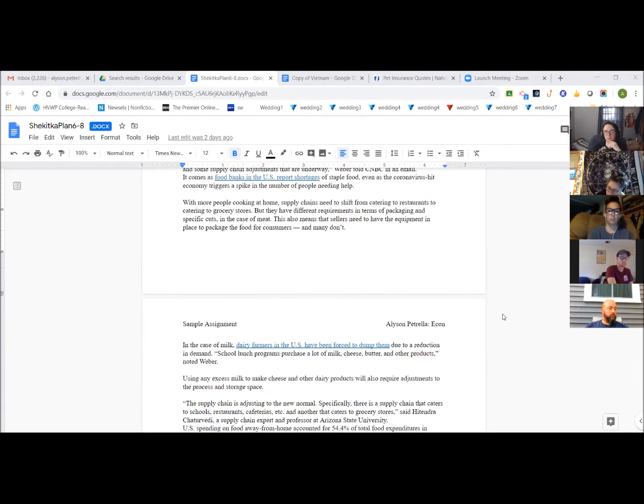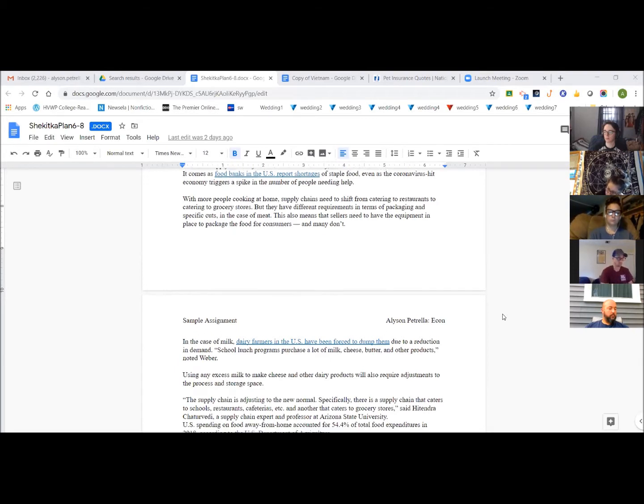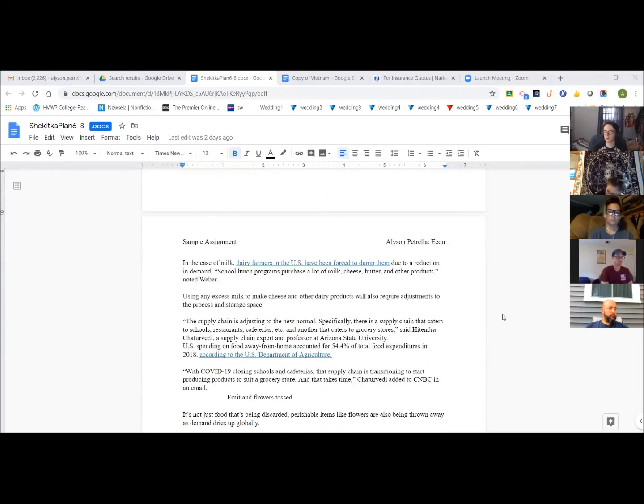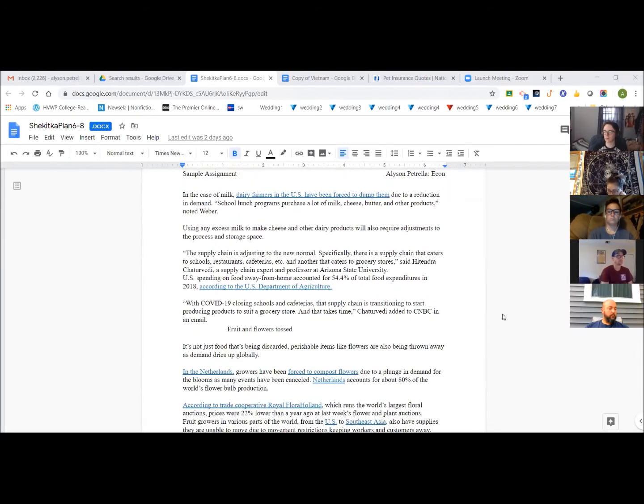So continuing the reading, with more people cooking at home, supply chains need to shift from catering to restaurants to catering to grocery stores, but they have different requirements in terms of packaging and specific cuts in the case of meat. This also means that sellers need to have the equipment in place to package the food for consumers, and many don't. In the case of milk, dairy farmers in the US have been forced to dump them due to a reduction in demand. School lunch programs purchase a lot of milk, cheese, and butter and other products, noted Weber.